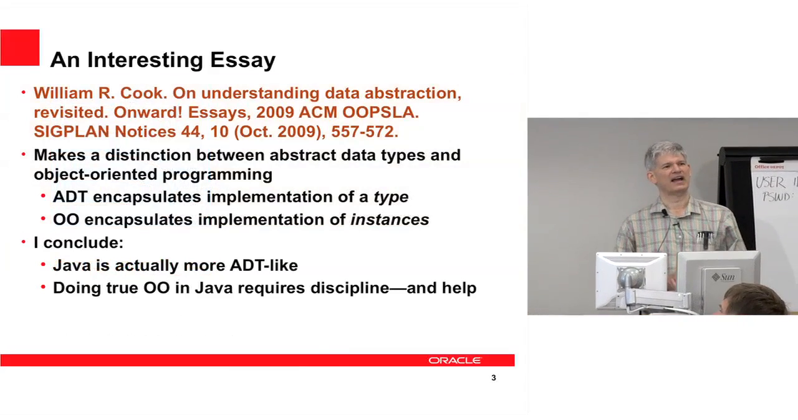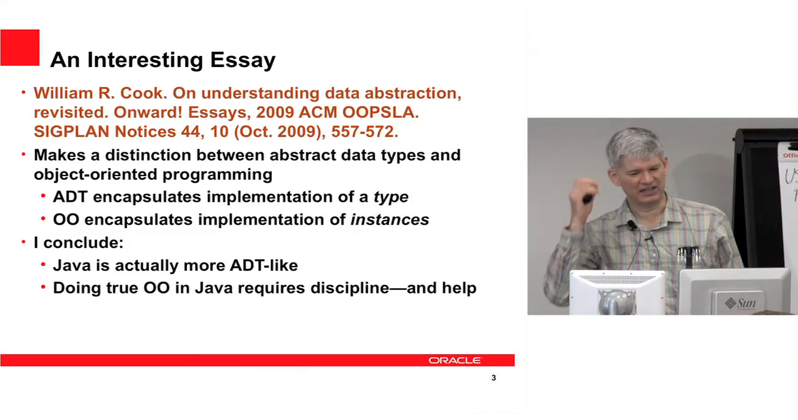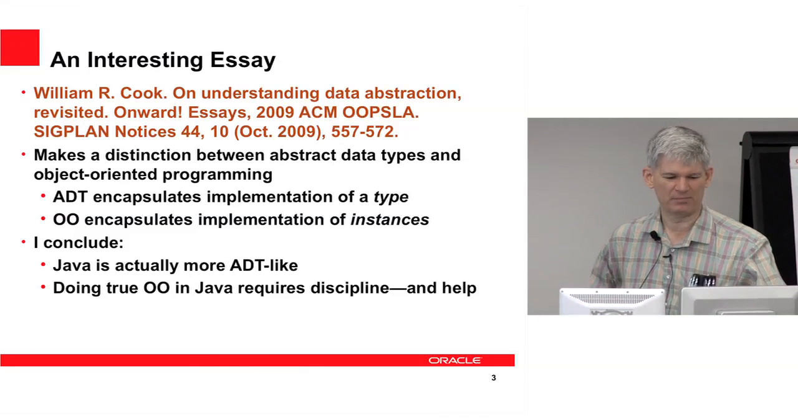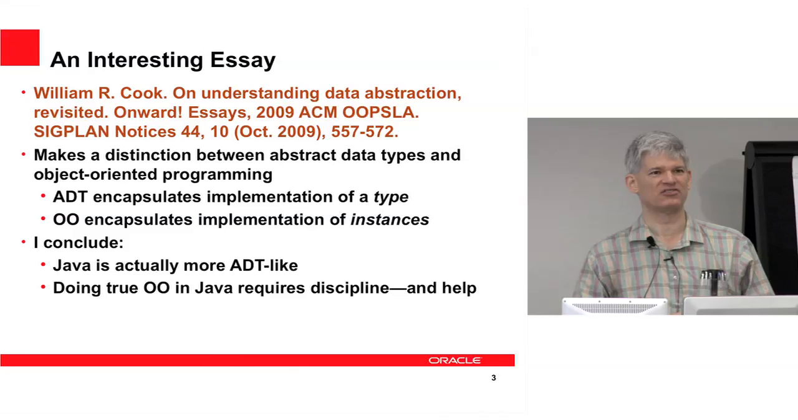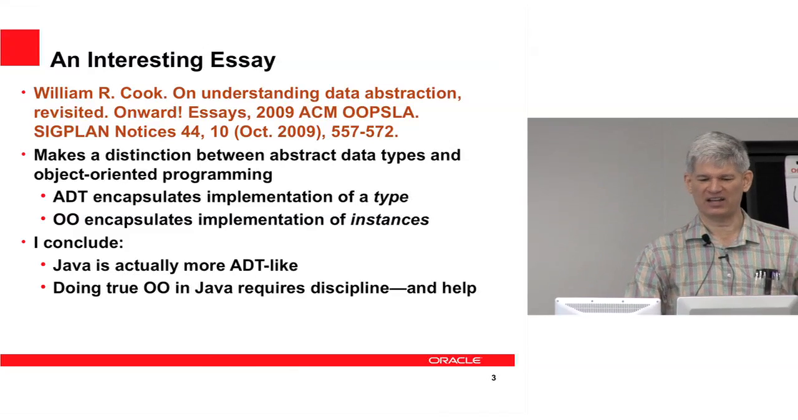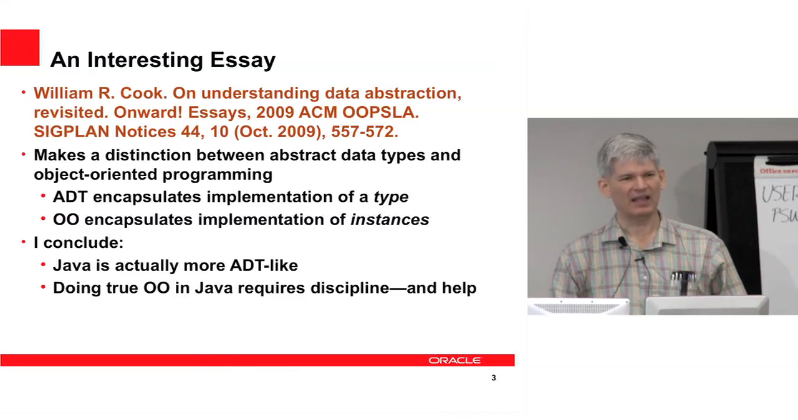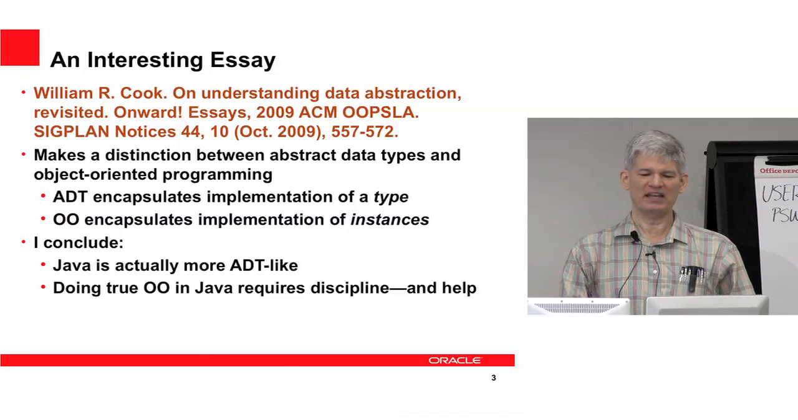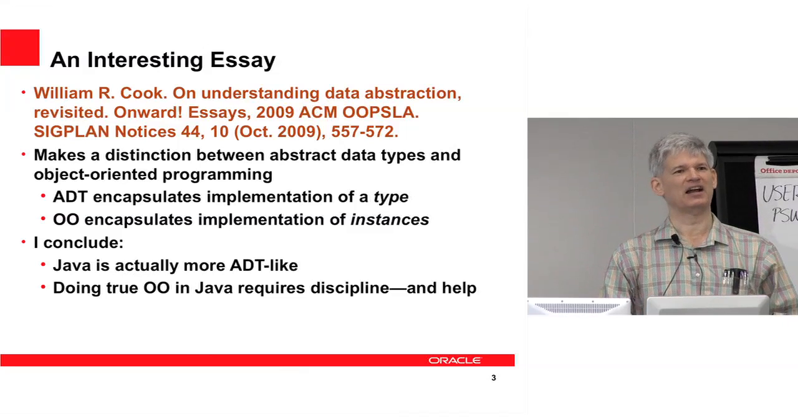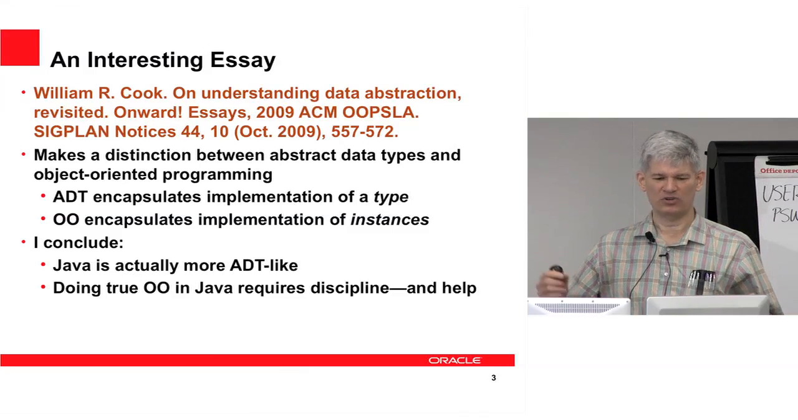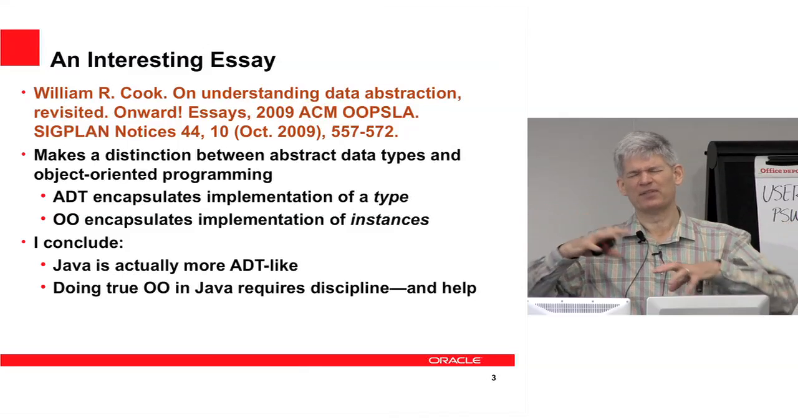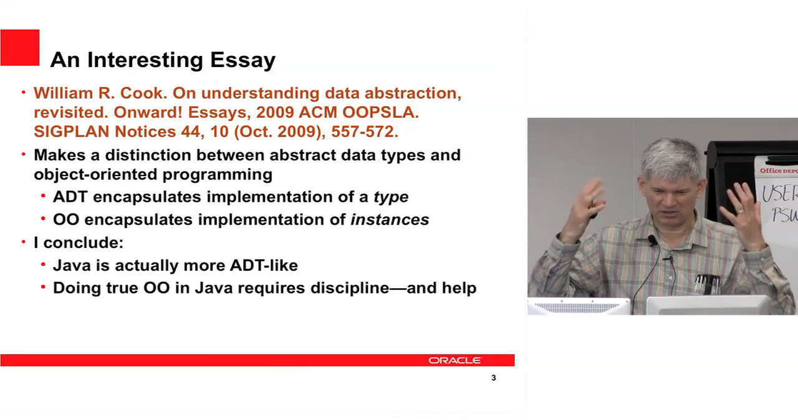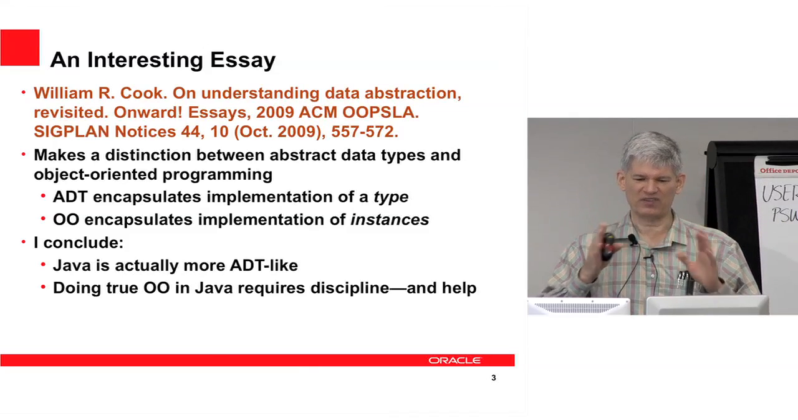And I want to begin with actually a very old story in modern guise, prompted by an essay that I read by William Cook about data abstraction, in the 2009 OOPSLA conference. In his essay, he makes a very interesting distinction between abstract data types and object-oriented programming, which was something that had sort of been muddled together in my mind.